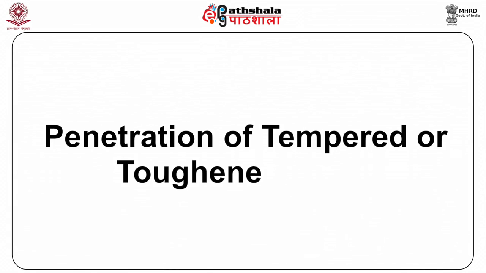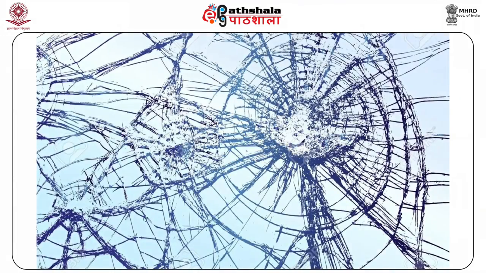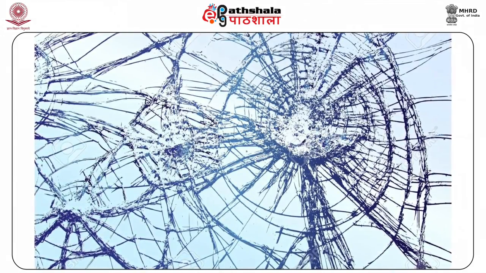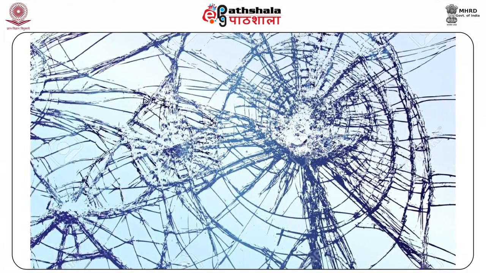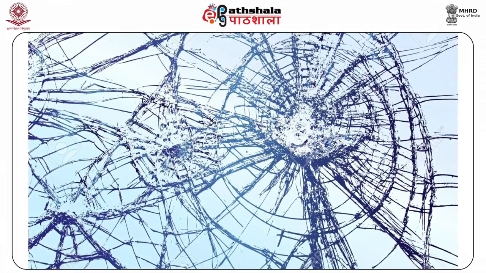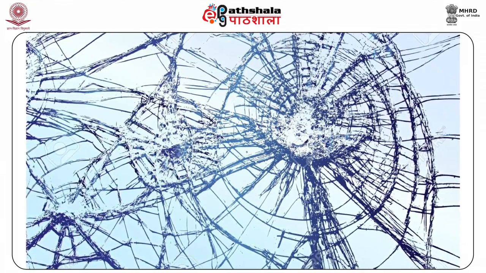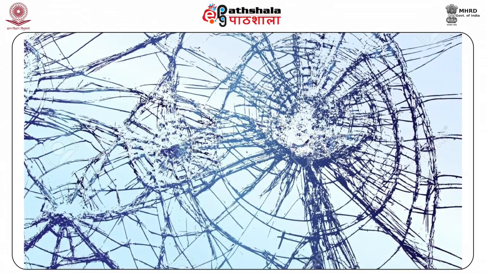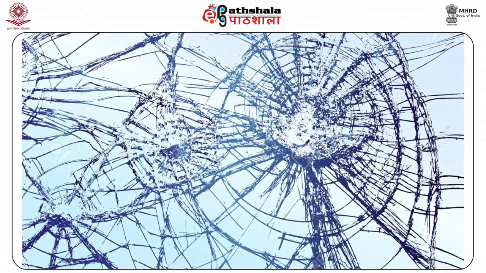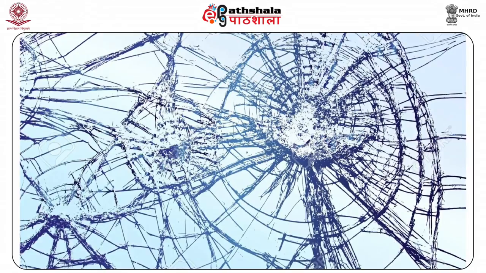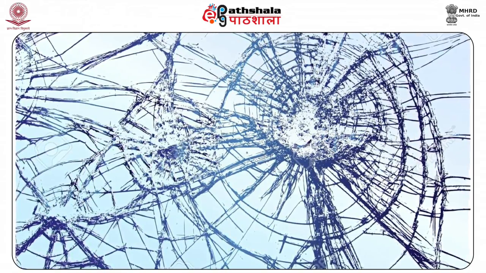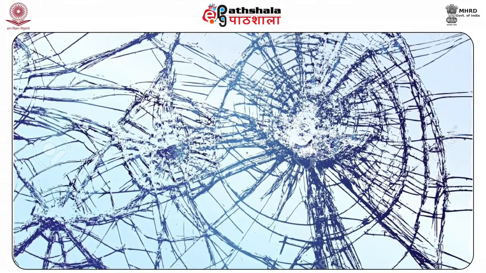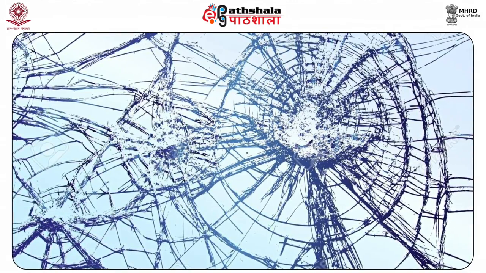Now let us see penetration of tempered or toughened glass. The mechanism of penetration is somewhat different, as once the surface is punctured, the glass shatters into tiny pieces. Radial cracks spread out from the point of impact to the various edges of the glass, crossing and linking as they go. There is definitely some degree of bulging away from the impact site, resulting in the production of peripheral crushing rather than concentric crack rings.